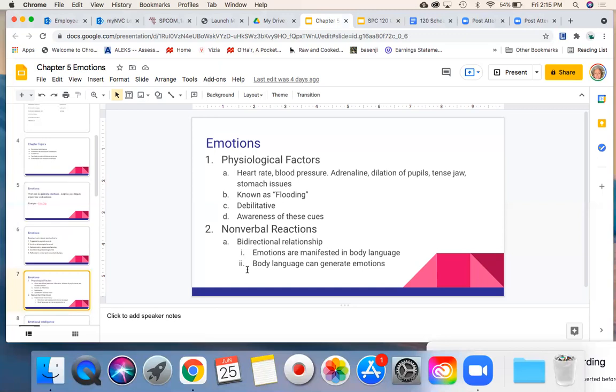So what does that mean? Bi-directional means that the emotion, the trigger, can manifest because of your brain releasing certain chemicals by neurochemistry, like adrenaline. Okay, so this is this one right here. No, sorry. Emotions are manifested in body language. So this idea that what you're doing with your body informs your brain.